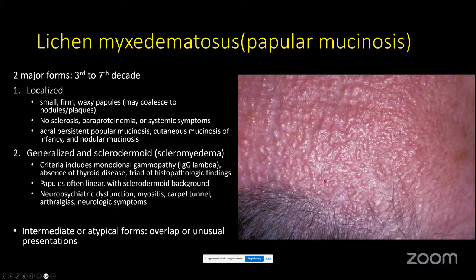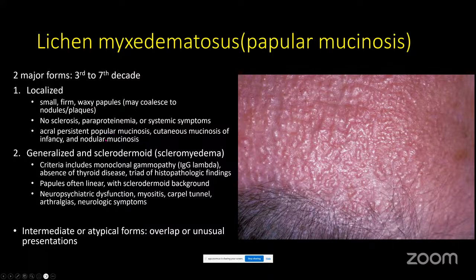Moving on to lichen myxedematosus or papulomucinosis, there are two main forms. This usually presents in adults. I don't know that I've seen it in kids. So there's a localized version where you have these waxy papules that are often coalescent plaques. It might have some linearity to it. These patients have no systemic conditions, in contrast to the scleromyxedema, which I'll get to in a second. Acral persistent papular mucinosis is a localized variant.